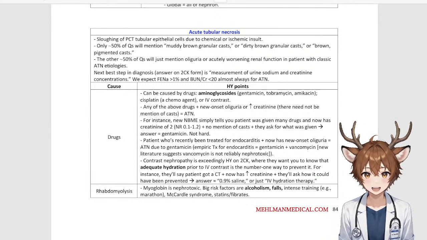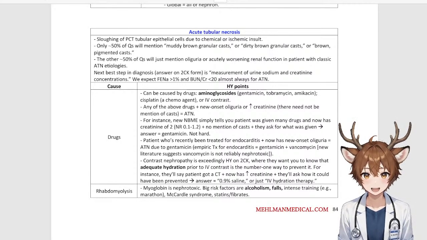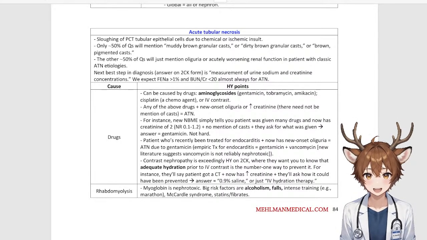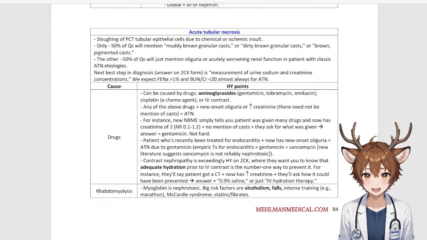Patient who's recently been treated for endocarditis, but now has a new onset oliguria, ATN due to gentamicin. Empiric treatment for endocarditis is gentamicin plus vancomycin. New literature suggests vancomycin is not reliably nephrotoxic.